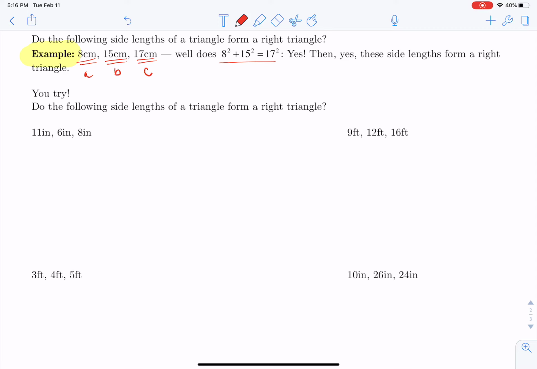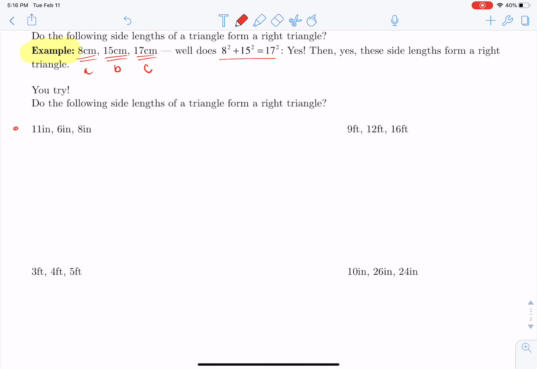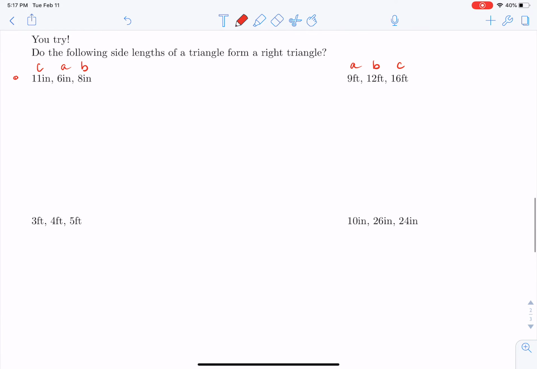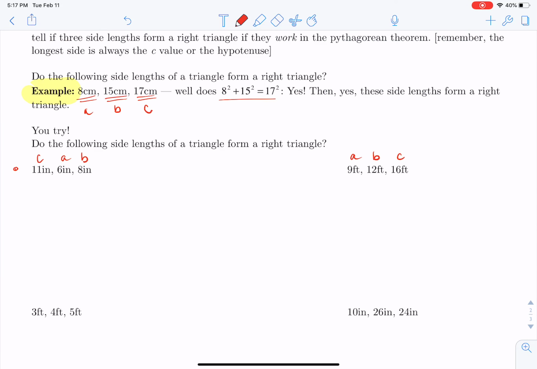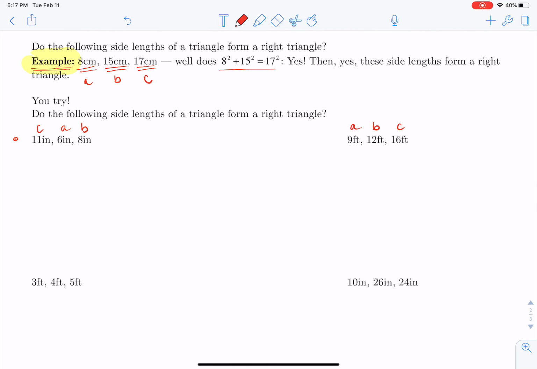So if I look at this problem that I want you to try on your own, I would label 16 as my C value since it's the longest. And we could call the others A and B. I'll just have you go through and follow the same steps that I did up here in this example, and I'll have you do these last 4 problems.